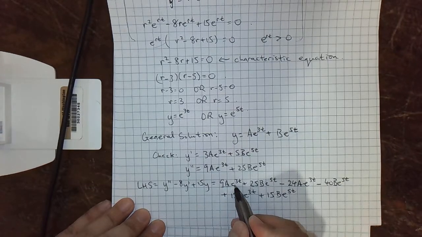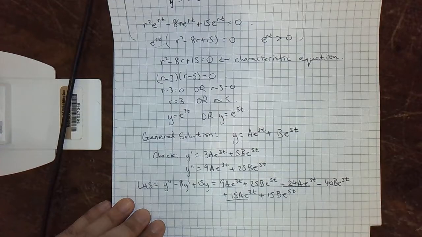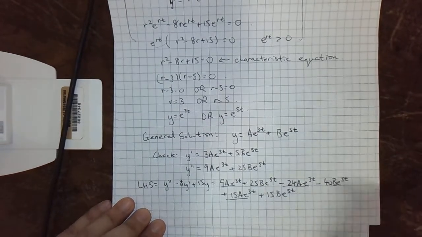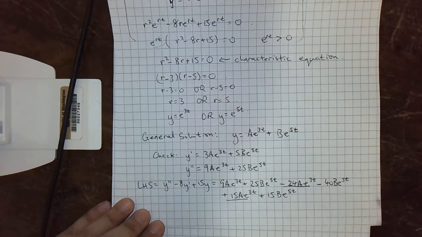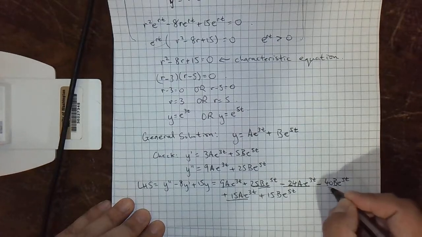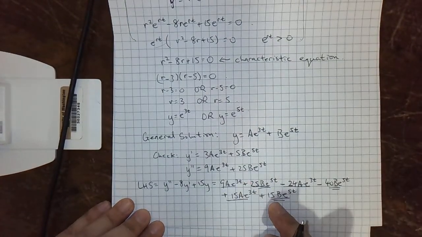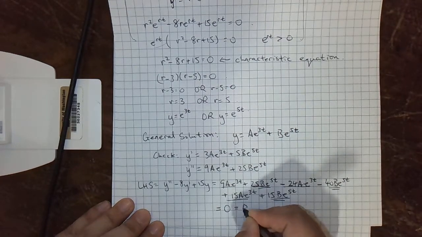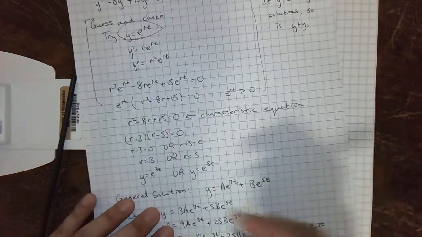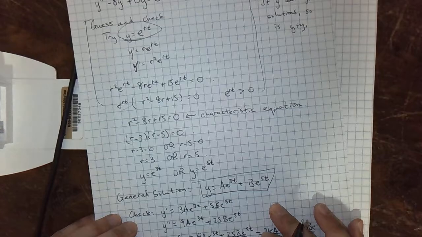We've got 9a e to the 3t minus 24a e to the 3t plus 15a e to the 3t. Well, 9 plus 15 is 24, minus 24 is 0. And then same thing with the b's. We've got 25b e to the 5t minus 40b e to the 5t plus 15b e to the 5t. Well, 25 plus 15 is 40, so that cancels out with that one. So this does, in fact, equal 0, which means it equals the right-hand side. So this general solution, if you didn't believe me before, now you do, works.